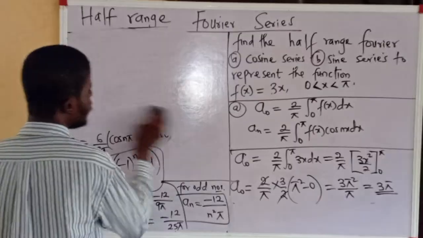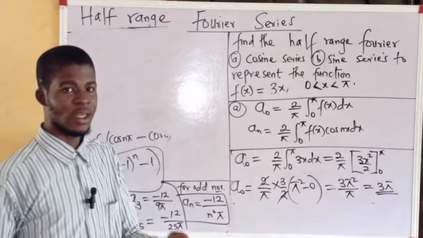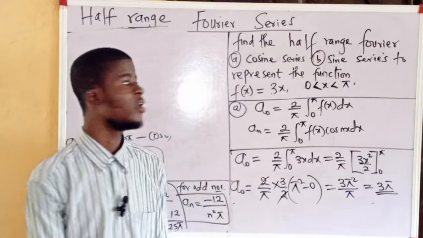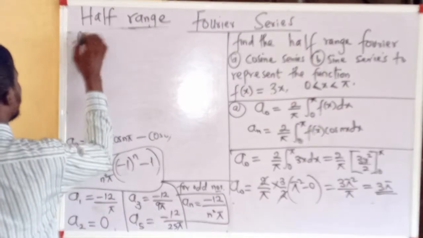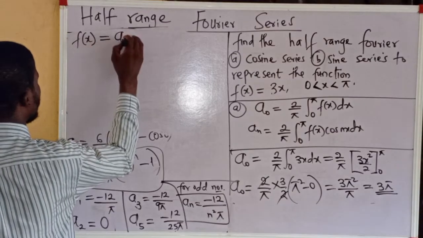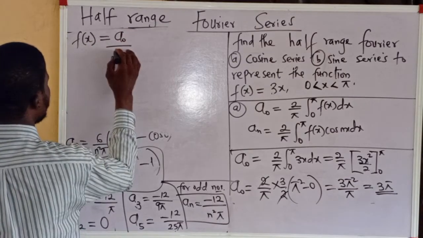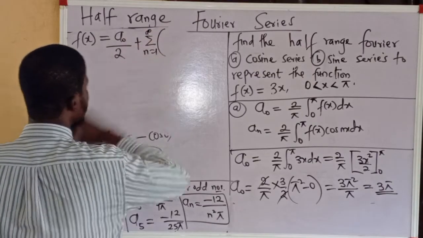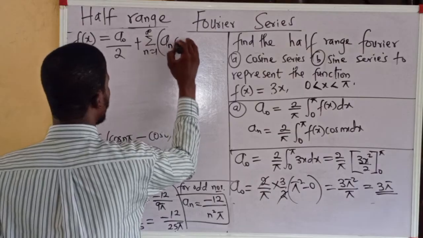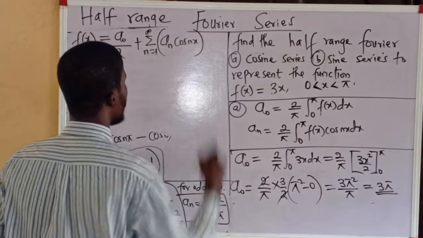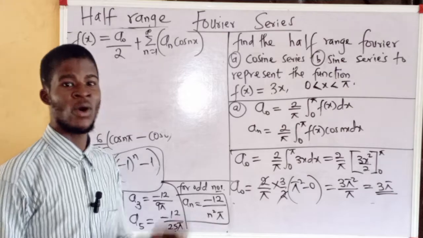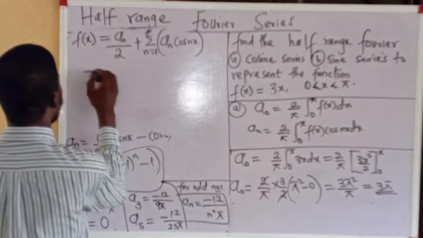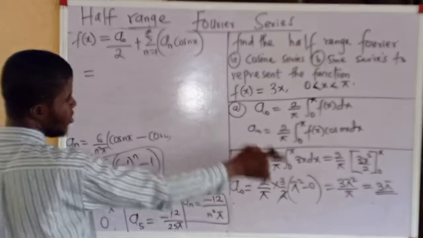Since the function, like we said, is an even function, because for cosine series we are talking about even functions, the Fourier series to represent this function will now be f of x equal to a naught over 2 plus the summation from n equal to 1 to infinity of a sub n cos nx. Remember, b sub n is equal to 0 for an even function. So that one is out. So a naught is what? A naught is 3 pi.